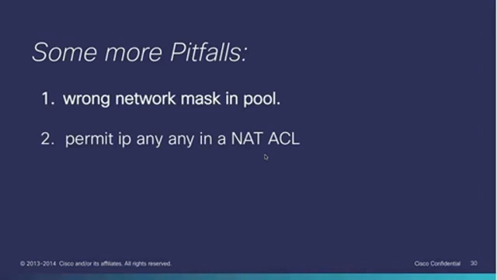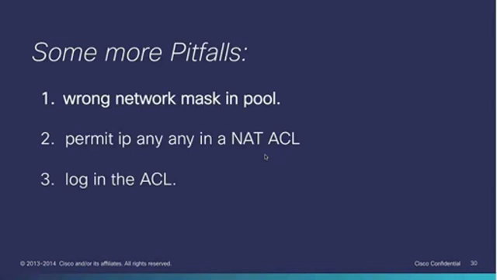All right, so that was wrong network mask in the pool that we saw, already seen. The other pitfalls that we have on this is using permit IP any in NAT ACL. We should not use that. We should only permit the subnet from which the traffic is coming. We should not use log keyword in the ACL, which is used for NAT.